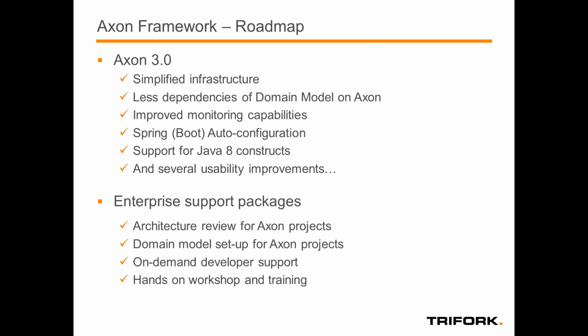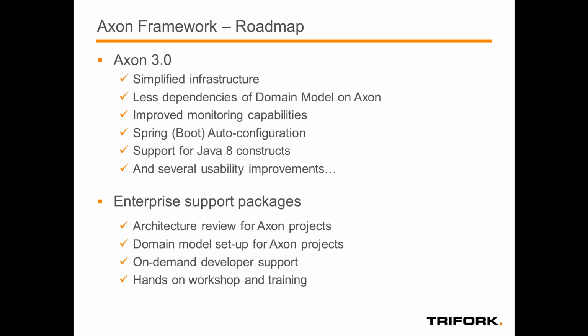So a little message about the roadmap. We are currently working really hard to implement Axon 3. Axon 3 will hopefully be available in the first quarter of 2016, and it contains a lot of improvements compared to Axon 2. And the most important one is that we are simplifying the infrastructure. So even if you have very large, complex distributed applications, it should become fairly easy to set up an application using Axon, even easier than it already is.